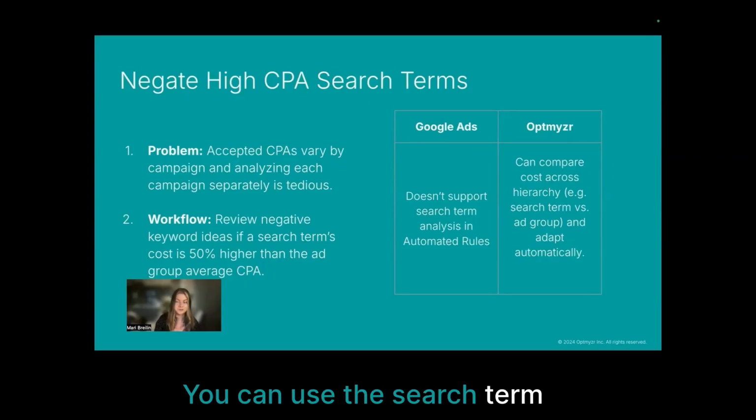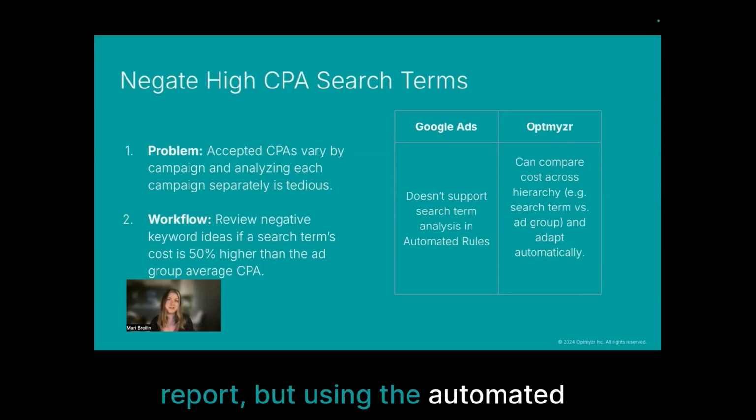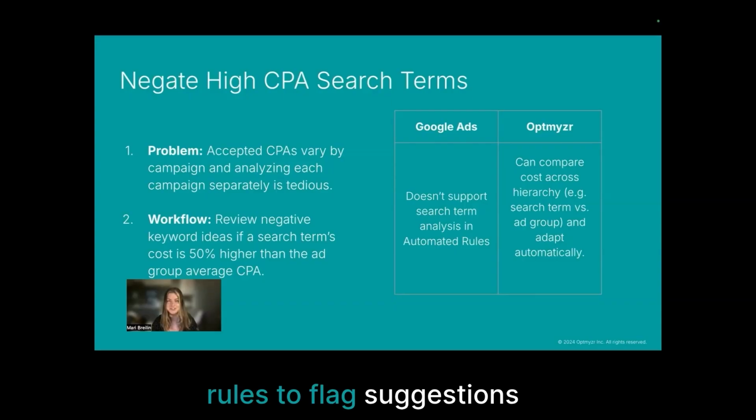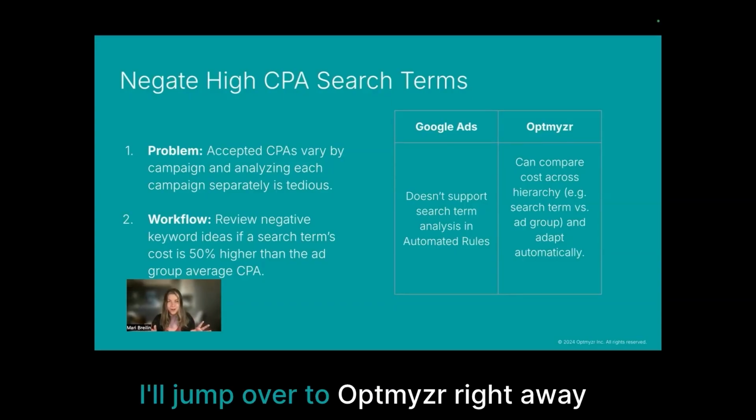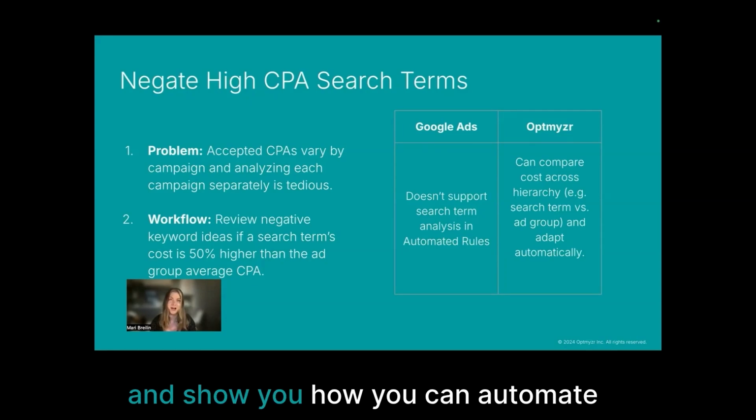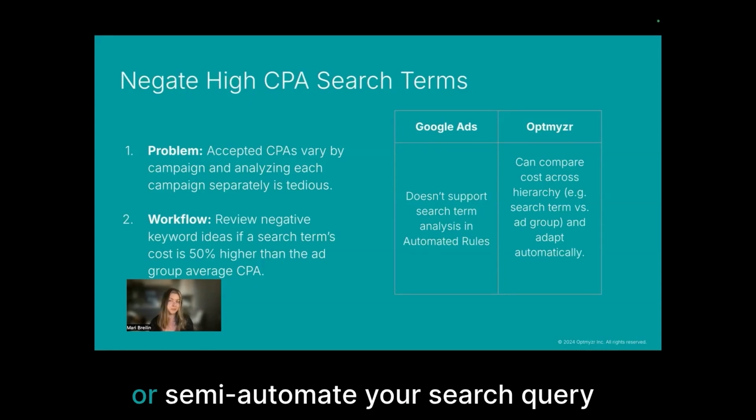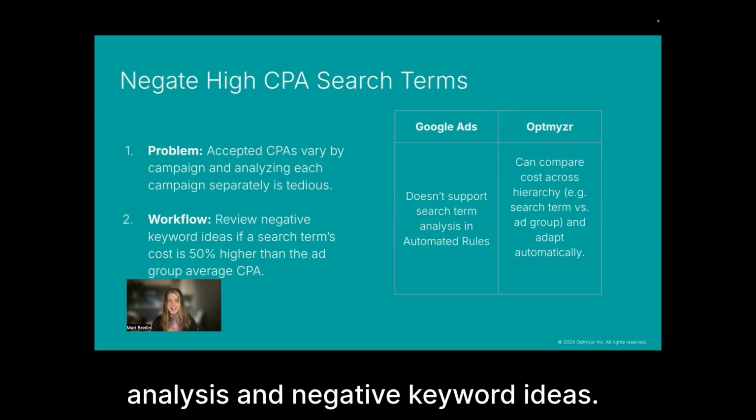You can use the search term report, but using the automated rules to flag suggestions is not possible as of today. I'll jump over to Optmyzr right away and show you how you can automate or semi-automate your search query analysis and negative keyword ideas.